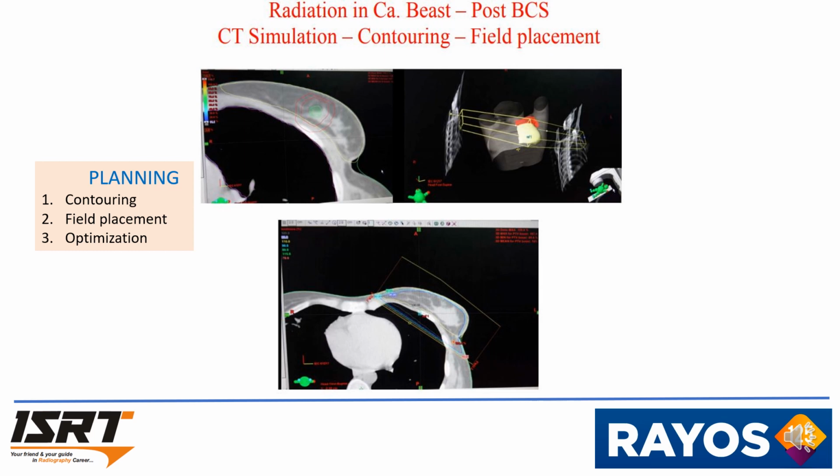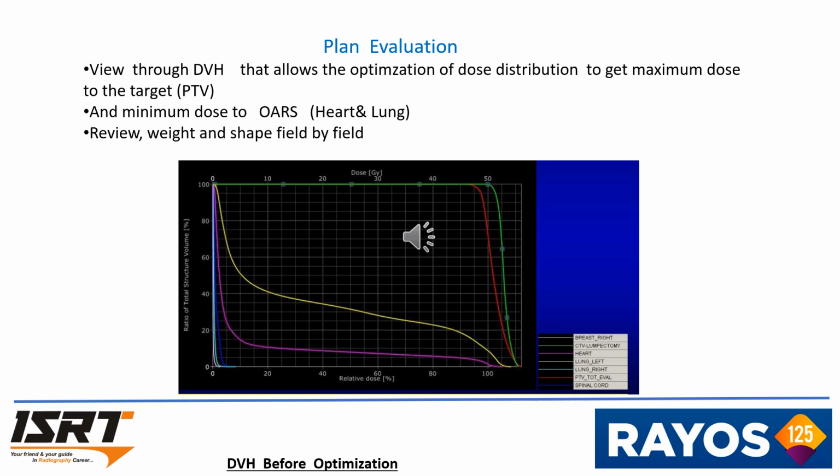After taking CT, then contouring in each slice. That means marking of the tumor site and organs at risk, and surrounding normal tissues have to be marked. Then field placement is to be done. Then plan optimization is also to be done. The next step is the plan evaluation.